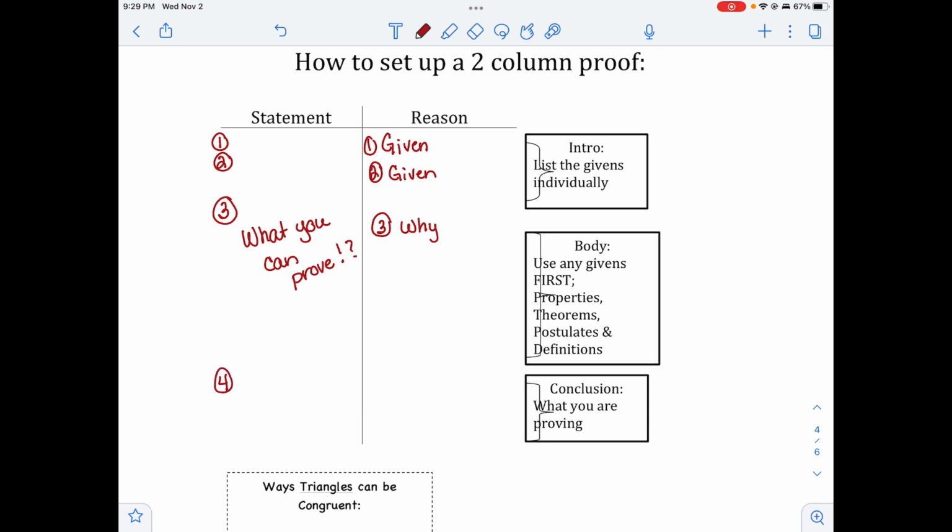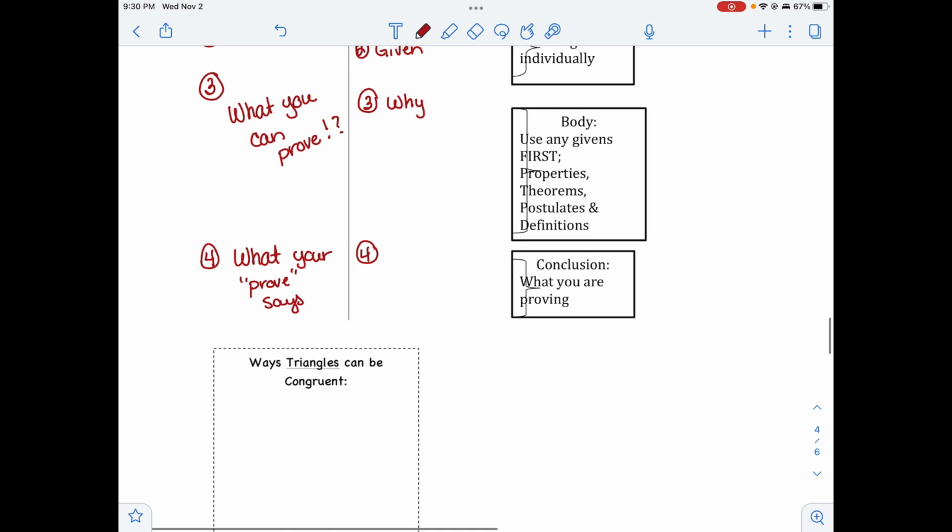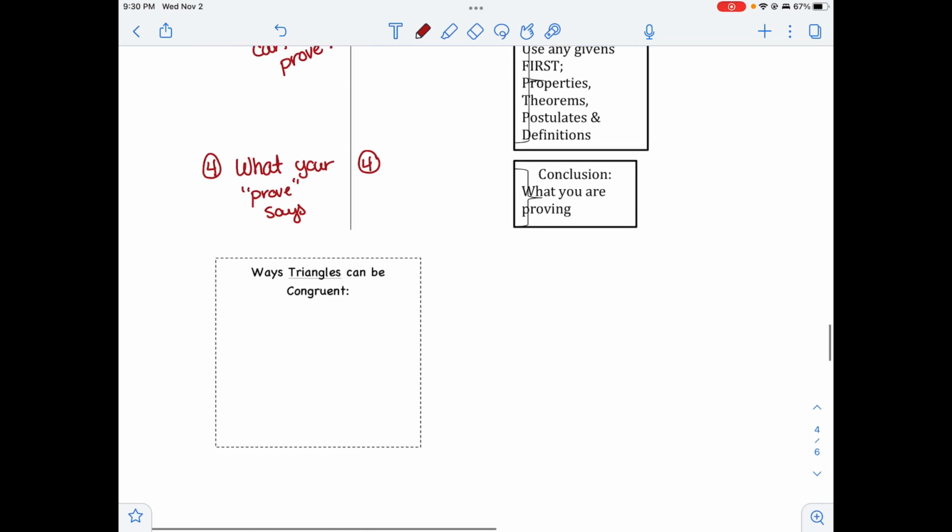So the fourth thing would be what your prove says. And that is always going to also be what drew you to that conclusion. So, of course, after you prove a triangle, you can use CPCTC, or you can use a definition depending on what situation you're going into. So there are a couple ways triangles can be congruent. So we talked about this briefly. So we know that we have side, side, side. We have side, angle, side. You have angle, side, angle. You have angle, angle, side.